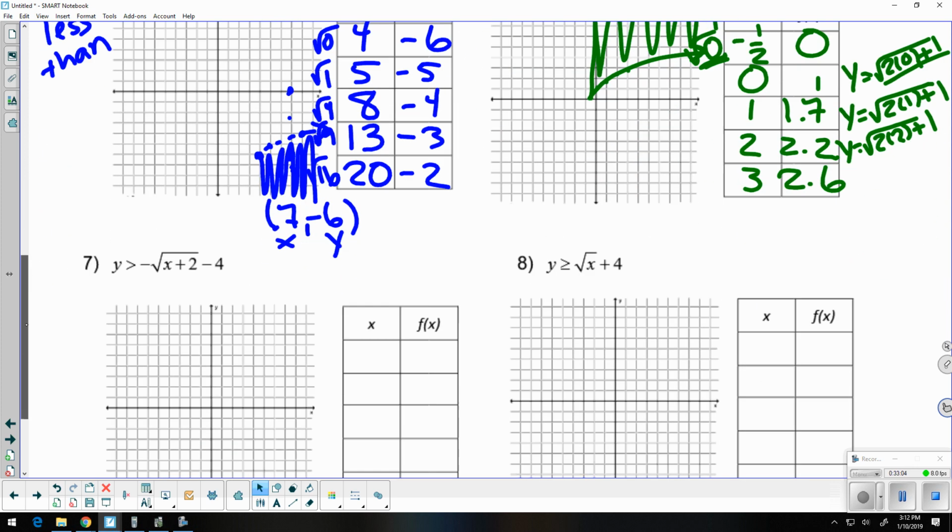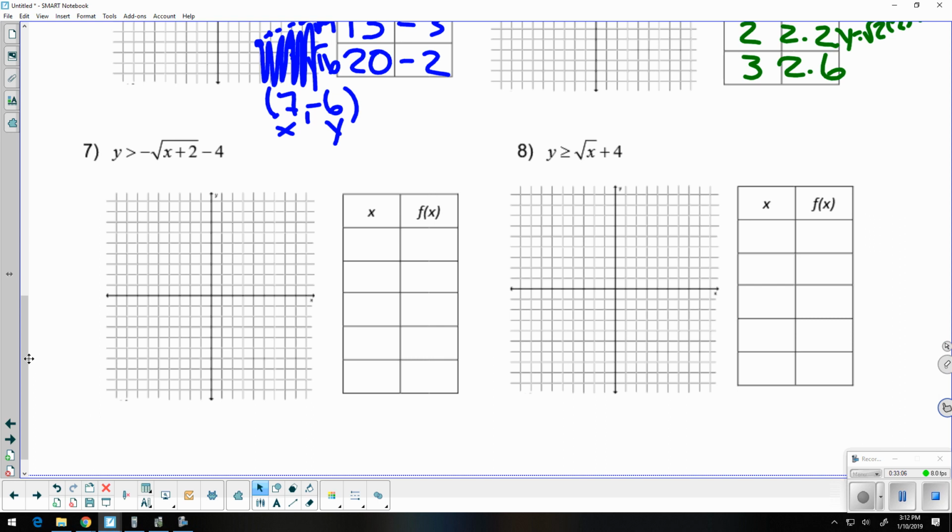I'll go a little bit faster for these next two. The next one, we are starting with h and k. So that's going to be negative 2, negative 4. Now we want to choose x greater than or equal to negative 2. Again, if you want to, you can stick to your perfect squares.